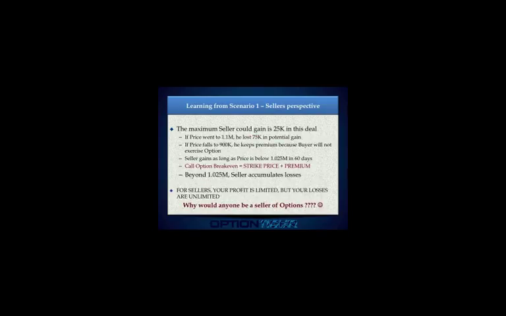Let's now look at this from the seller's angle. He received a $25,000 payment as premium. Now, this is also the maximum he could hope to gain in this transaction. Let's see why this is the case. If the price of the land starts going up above $1,025,000, the seller of this option would actually start to make losses, because anything above $1,025,000 is money that the seller is losing.